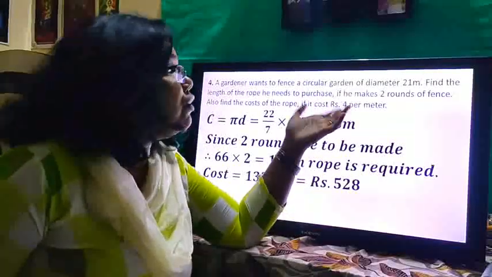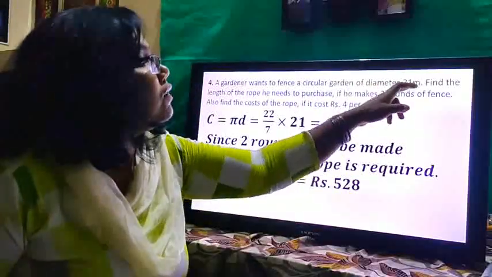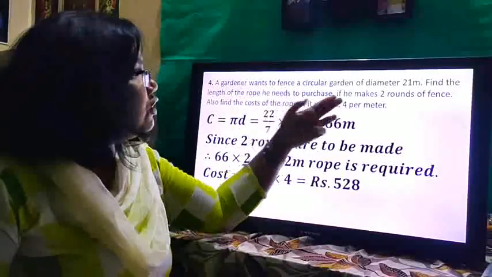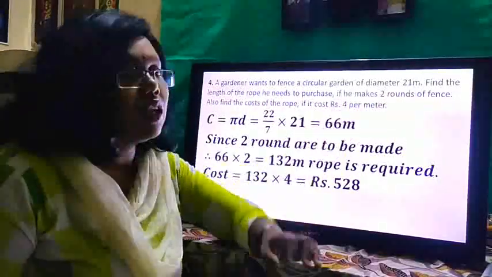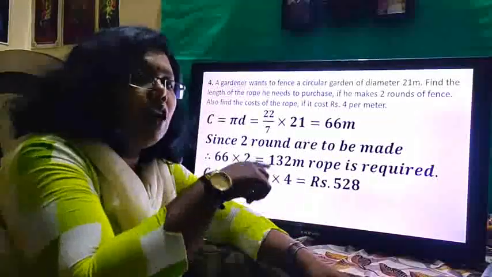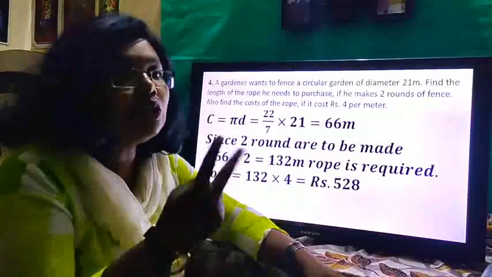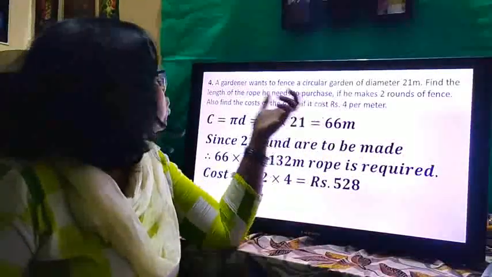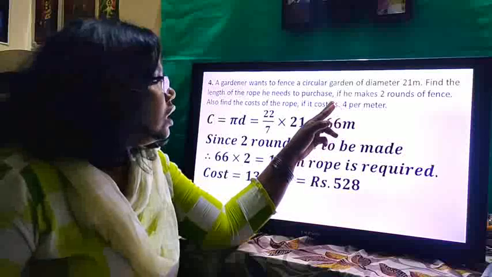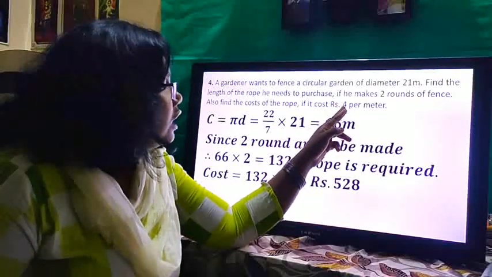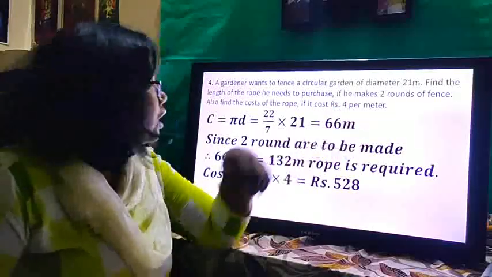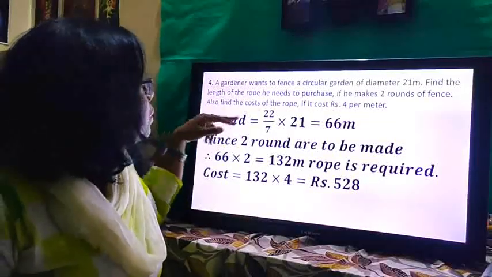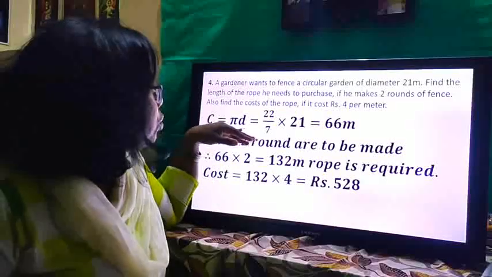Now in the next question, we have a gardener who wants to fence a circular garden. The garden is in the shape of a circle and the diameter is given as 21 meter. Find the length of the rope he needs to purchase if he makes 2 rounds of the fence. That means he has to make 1 round and another one. That means 2 circumferences he has to find. And then he has to find the cost, because here the rate is given that it is 4 per meter. So first step, we have to find the circumference.